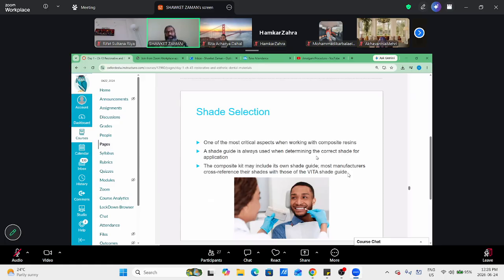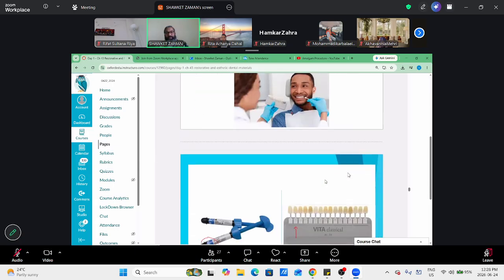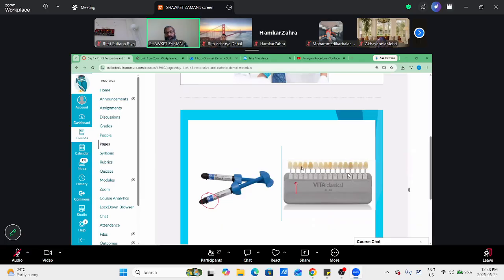the shade selection. Some kits come with these selection procedures together with the composite filling materials, or the Vita shade guide, which is the universal shade guide. All over the world, we use that one. That is called the Vita shade guide. How do they look? That is the color of the tooth. As you can see here, these are the different shades. People have different shades of color.